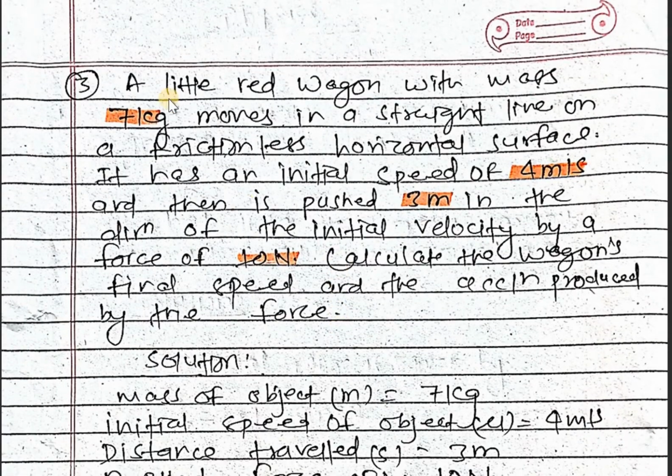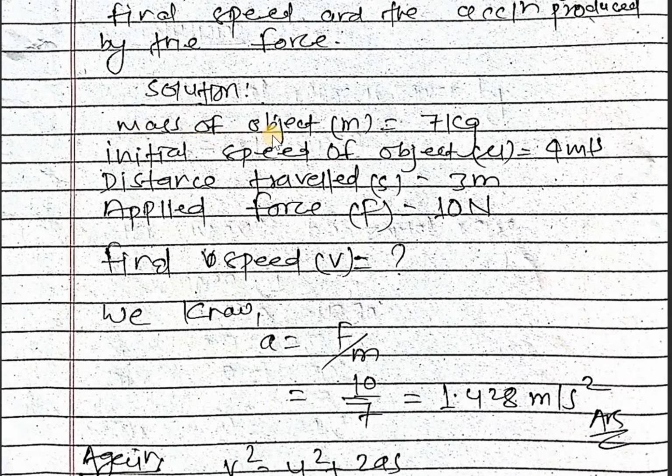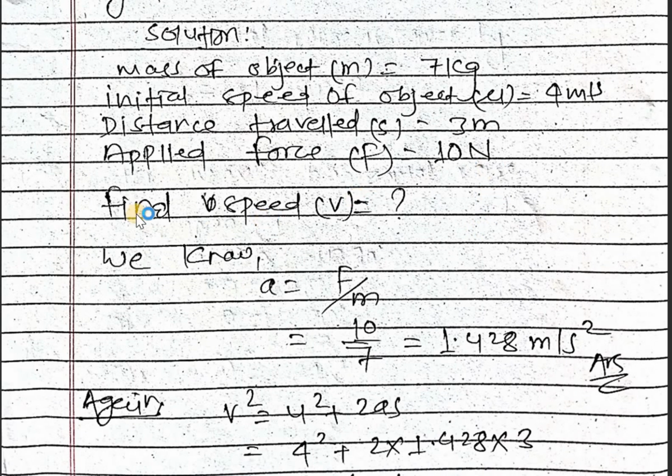And the next problem: a little red wagon with mass 7 kg moves in a straight line on a frictionless horizontal surface. It has an initial speed of 4 meter per second and is pushed 3 meter in the direction of initial velocity by a force of 10 Newton. Calculate the wagon's final speed and the acceleration produced by the force. First of all, the given data: mass of object m equals 7 kg, initial speed of object u equals 4 meter per second, distance travelled s equals 3 meter, applied force F is 10 Newton. This is the given data, and we have to find the final speed v equals what?